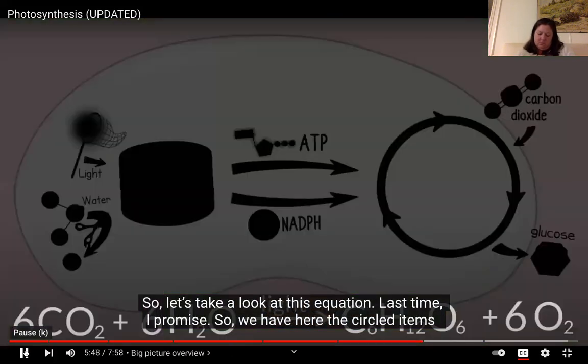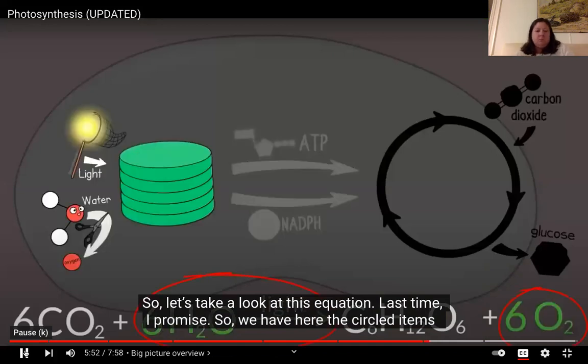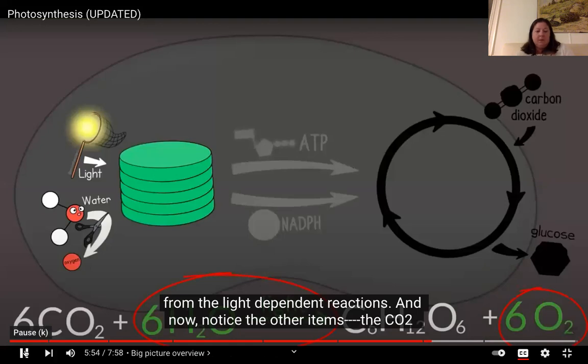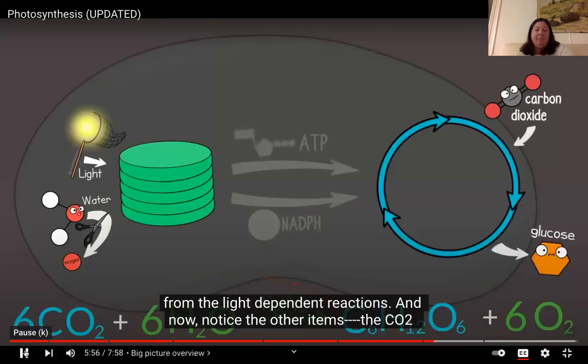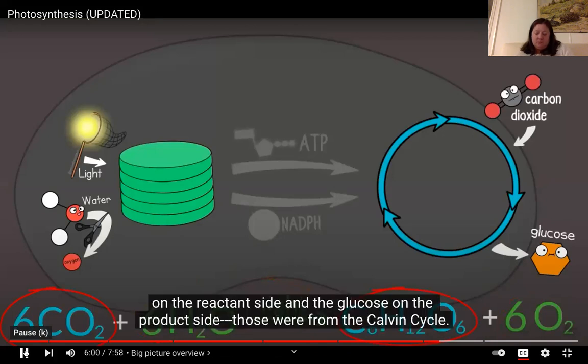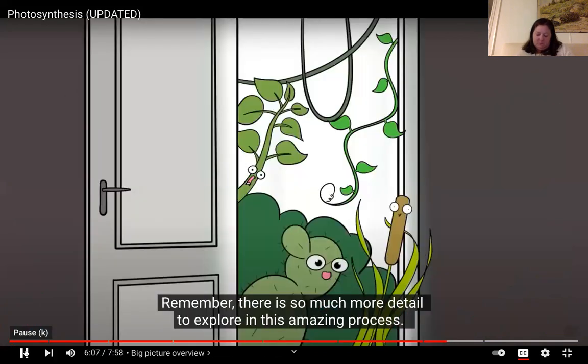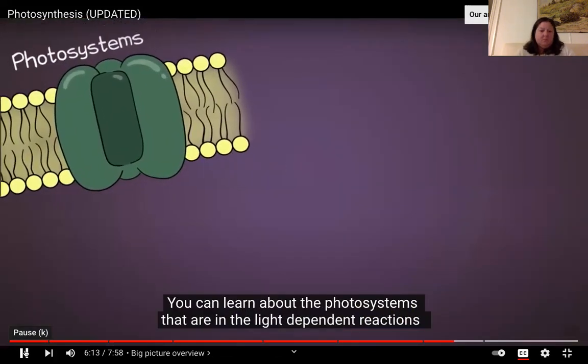Whew. So let's take a look at this equation. Last time, I promise. So we have here the circled items. These were from the light-dependent reactions. Now, notice these other items, the carbon dioxide on the reactant side and the glucose on the product side. Those were from the Calvin cycle. Remember, there is so much more detail to explore in this amazing process. You can learn about the photosystems that are in light-dependent reactions.